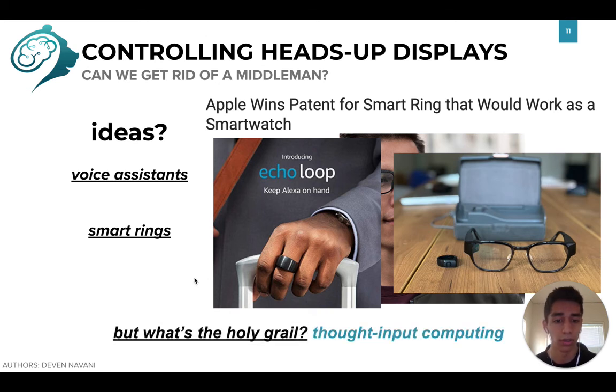But ultimately, the holy grail is thought input computing, so neurotechnology, right? Voice assistants and smart rings are lossy, which means that you can't communicate your intentions perfectly. You have some sort of intention, you have to map it to this sort of middleman, a voice assistant or a smart ring, and then that middleman communicates your intentions to the device. With neurotechnology, we want to get rid of that middleman and go straight from your intentions to the device itself.